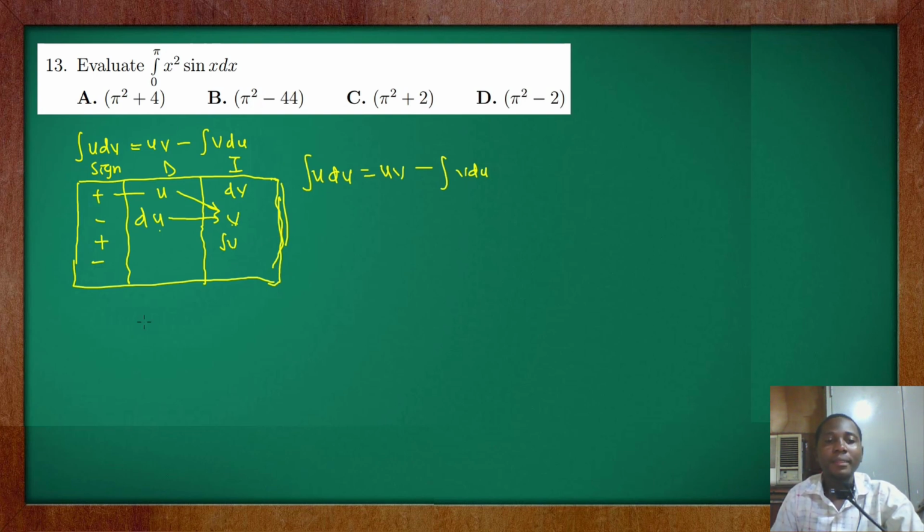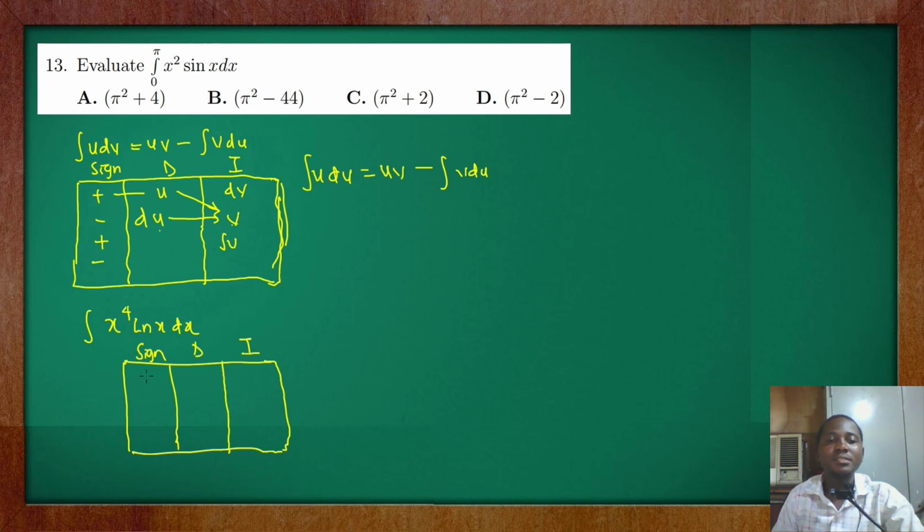Let's say I want to integrate, let's take for example, x raised to the power of 4 multiplied by ln x dx. So I want to use this method. They call it the DIDI method. Now again, we draw our table. So let's draw our table, and here we have our sign, then here we have our differentials, and we have our integrals. So here we have plus, minus, plus, minus. So let's just stop here.